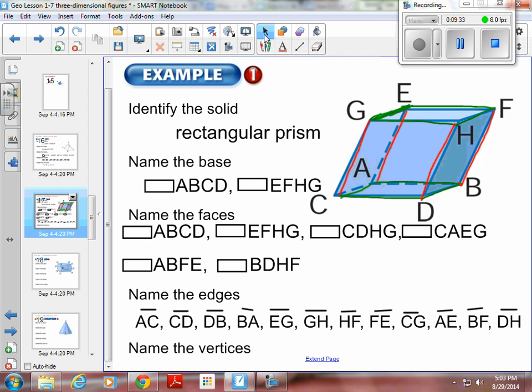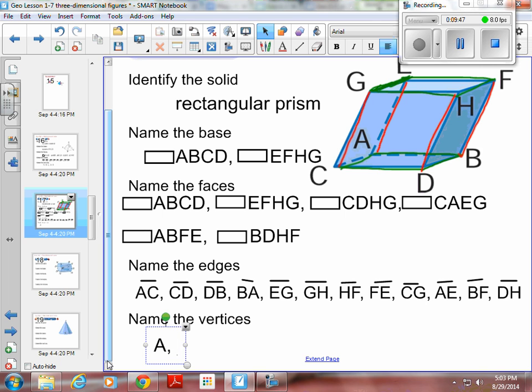And then the last part is to name all the vertices, so those are my corner points. So I have A, B, C, D, E, F, G, and H are all of my vertices. So I've got A, B, C, D, E, F, and G. Oh, and H. Right. So 1, 2, 3, 4, 5, 6, 7, 8. I got them all. Okay, so that's identifying them all.